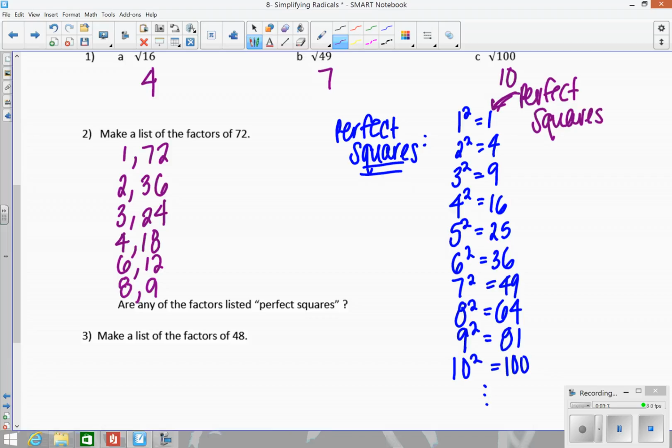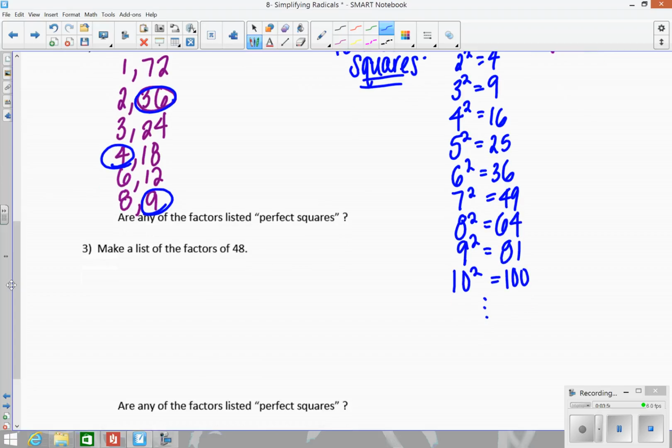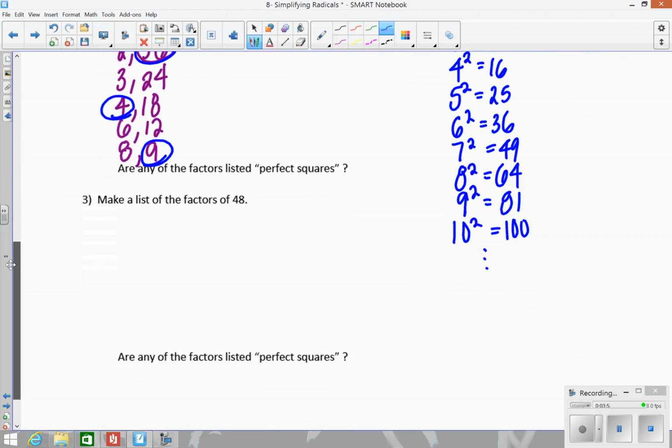If we compare this list of numbers, 1, 4, 9, 16, 25, 36, to my factors, which ones are perfect squares? Well, 36 is a perfect square. 4 is in that list, and 9. And that's it. Those are the only 3 perfect squares. Now this is going to be important in a minute. We're going to use these perfect squares because they're factors, and we're going to use them to what we call simplify the radical. So just hold on to that thought for a minute, and let's do one more example of coming up with the factors and then identifying the perfect squares.